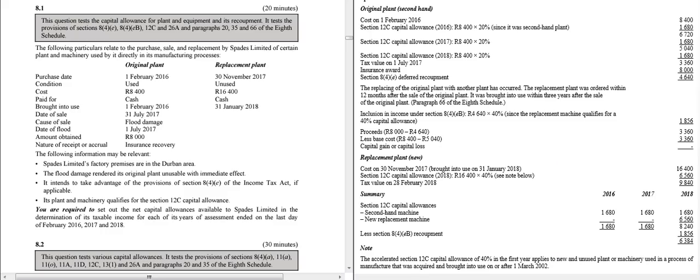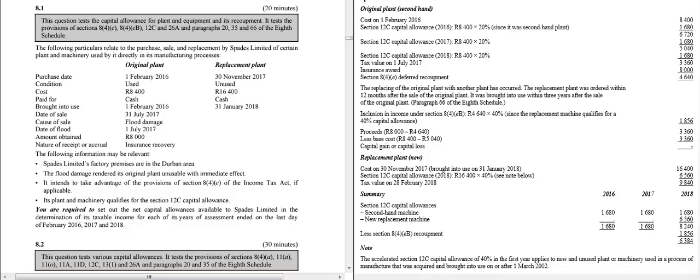Okay, let's look at a quick question. We're going to go through question 8.1 in the graded questions on income tax in South Africa textbook, 2018 edition, which you all should have. So let's have a quick look at that. We've got the following information relating to the purchase, sale and replacement by Spades Limited of certain plant and machinery used by it directly in its manufacturing process.